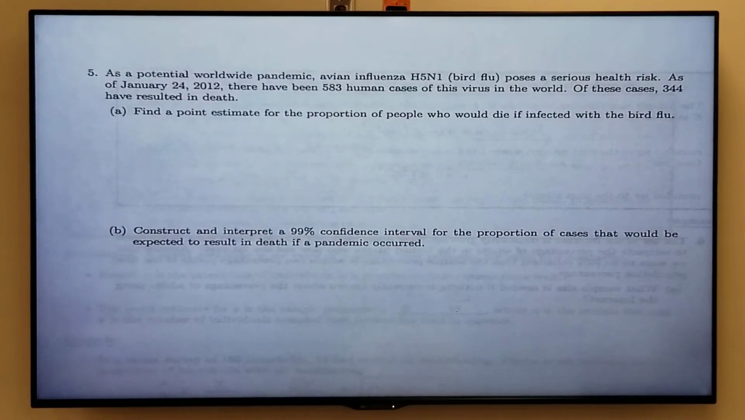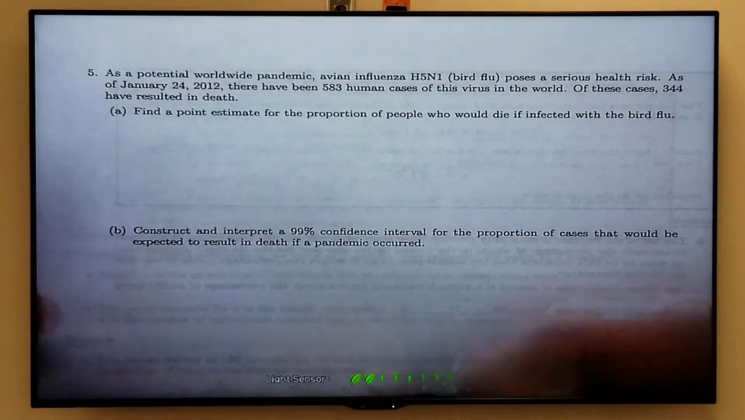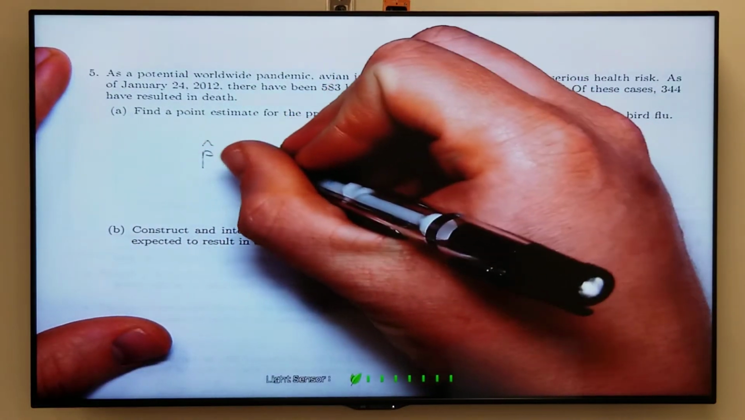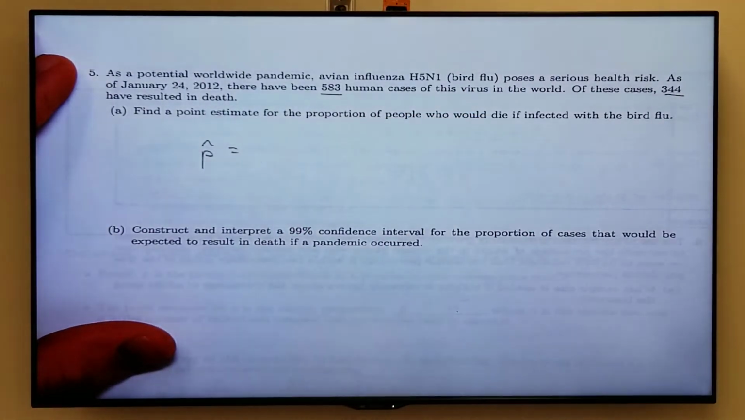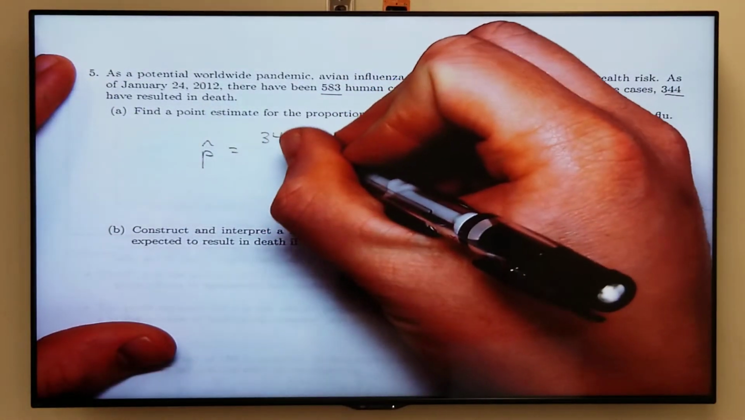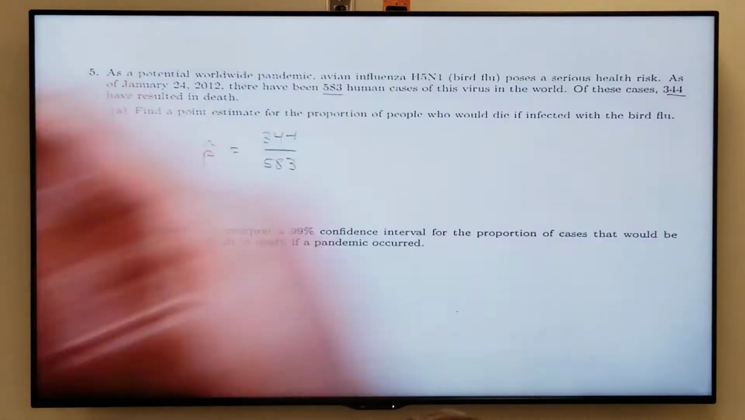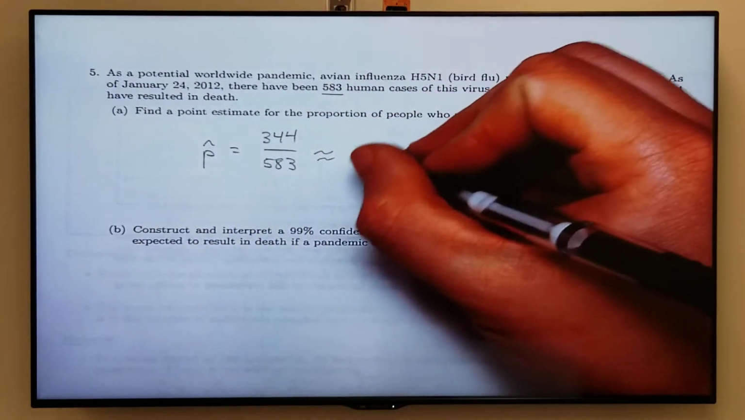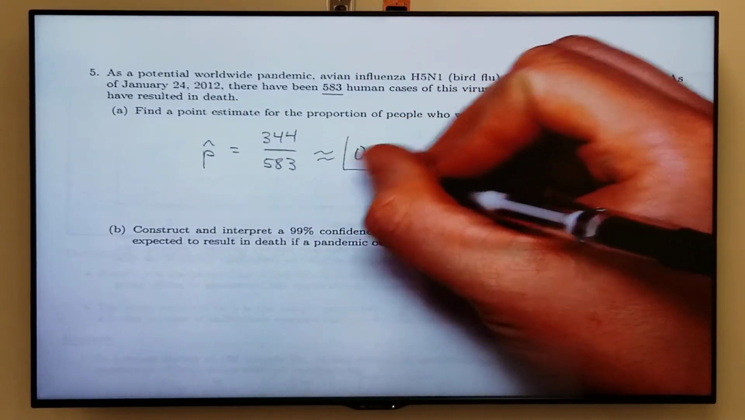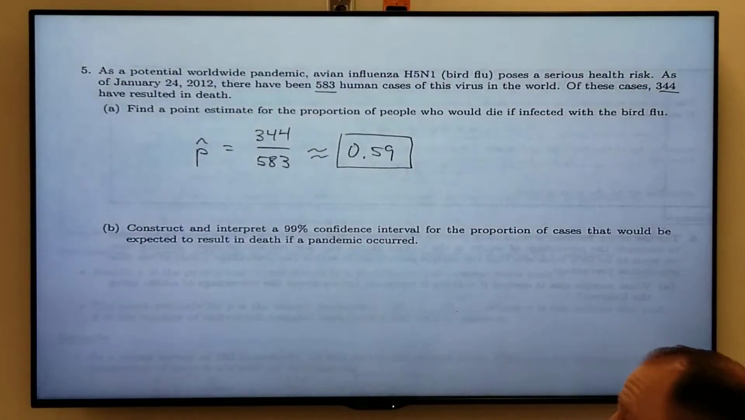Anyway, part A says, find a point estimate for the proportion of people who would die if infected with the bird flu. So this is just a review of what we talked about on the first page, right? The point estimate is just the sample proportion, p hat, right? So that would be 344 out of 583. That comes out to about 59%. Okay, so over half of people.